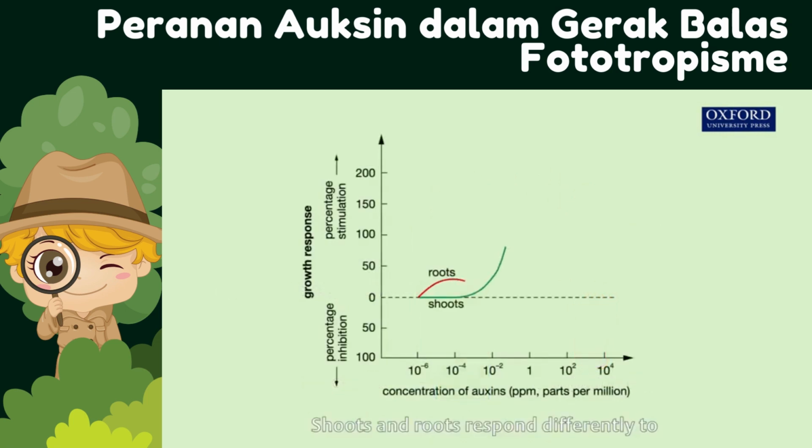Shoots and roots respond differently to different auxin concentrations. From the graph here, we can see that high auxin concentrations, for example from 10 to the power of -2 to 10 to the power of 2 ppm, promote shoot growth, but inhibit root growth. This helps us explain why the shoots and roots respond differently to unilateral light.